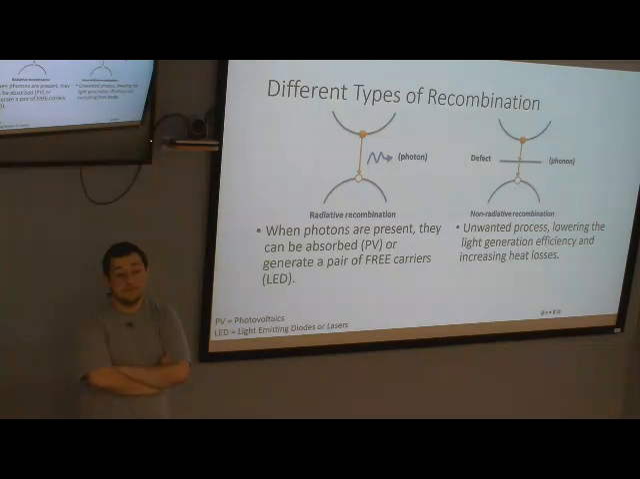So, okay. What actually is the difference between the different types of recombination, other than just the energy gap between states, or is there something else going on?